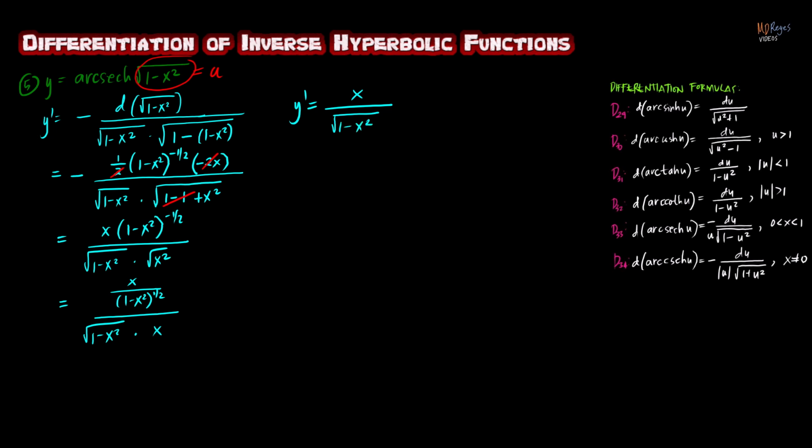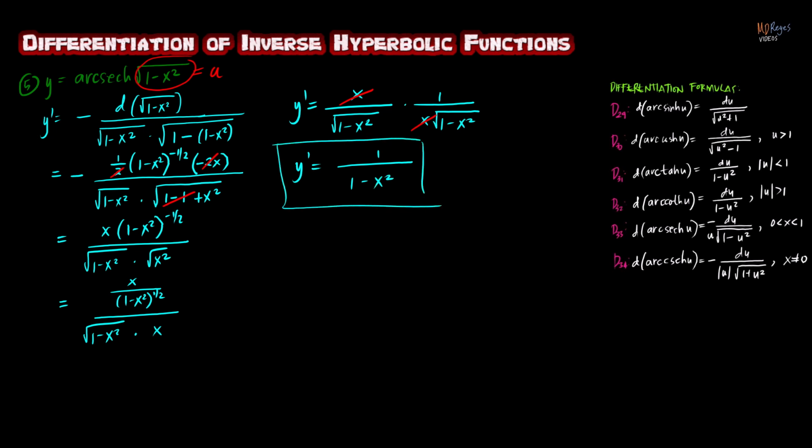Taking the reciprocal of the denominator and multiplying by the numerator, we'll have 1 over x squared of 1 minus x squared. Now simplifying, dividing x by itself, we get 1. And when we multiply the square root of 1 minus x squared by itself, we get 1 minus x squared. And that's y prime equals 1 over 1 minus x squared. This is the derivative of the function.